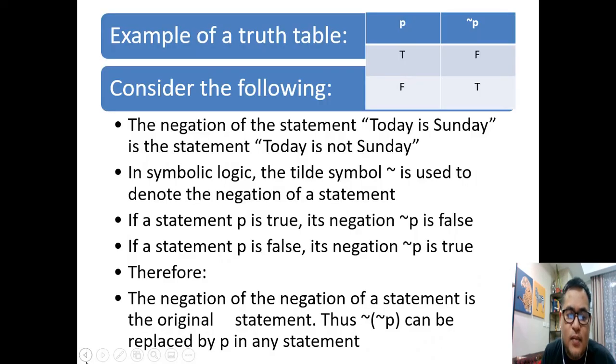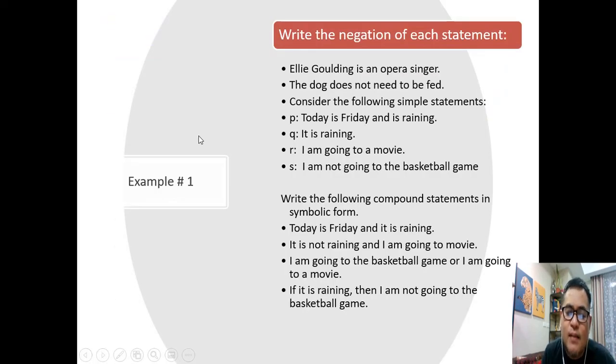So let's take some examples. Example one. You can write your answer in the chat box of this Google Meet, or in the YouTube channel. Ellie Goulding is an opera singer. Again, Ellie Goulding is an opera singer. So what will be the negation of this? Okay, correct. Ellie Goulding is not an opera singer. I'll repeat. Ellie Goulding is not an opera singer.